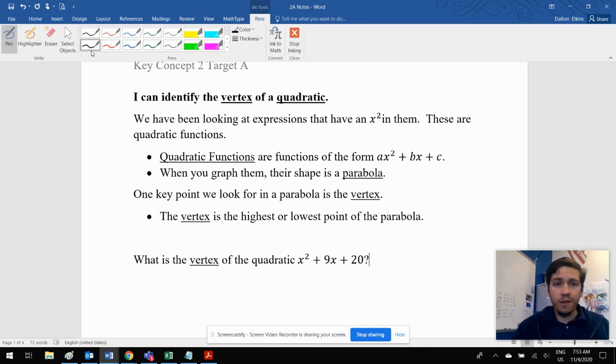Morning, students. Today we are starting Key Concept 2, Target A. Your objective for today is you want to be able to identify the vertex of a quadratic.